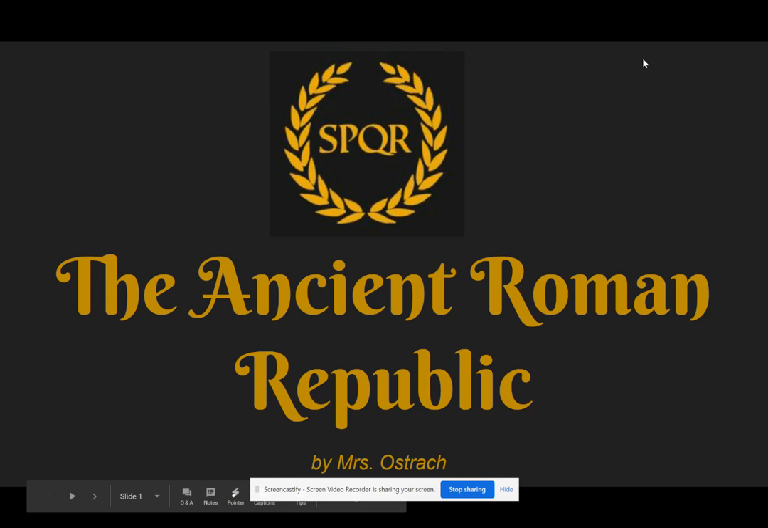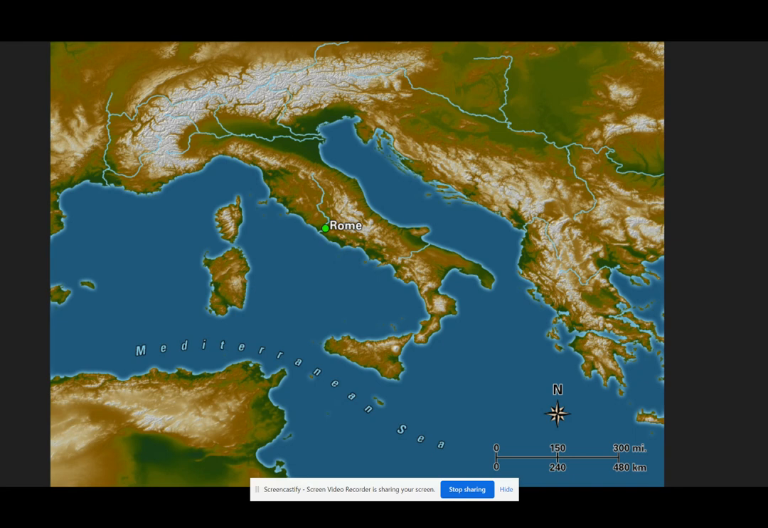The ancient Roman Republic. Okay, for a quick review on the geography of Rome, it was a civilization located here on the Tiber River on the peninsula of modern-day Italy. You can recognize it by its boot shape. Okay, it sticks out into the Mediterranean Sea.